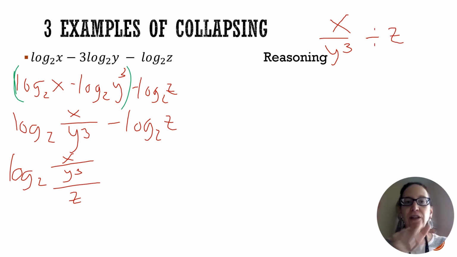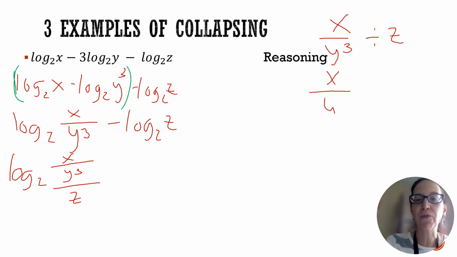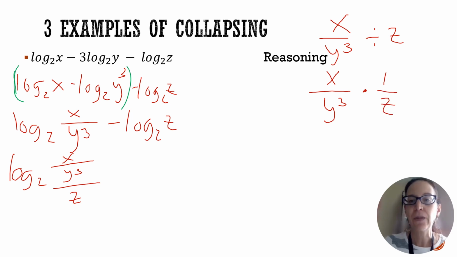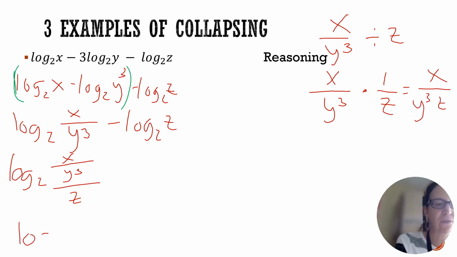Now, there is no such thing as division. Your third grade teacher lied to you. They didn't really lie to you, but nobody is going to try to teach division as multiplication by the reciprocal, especially when you have not yet been taught fractions. But that is what division is. Division is simply multiplication by the reciprocal. So this would be x over y to the third times 1 over z, which means that we'd have x over y to the third z.